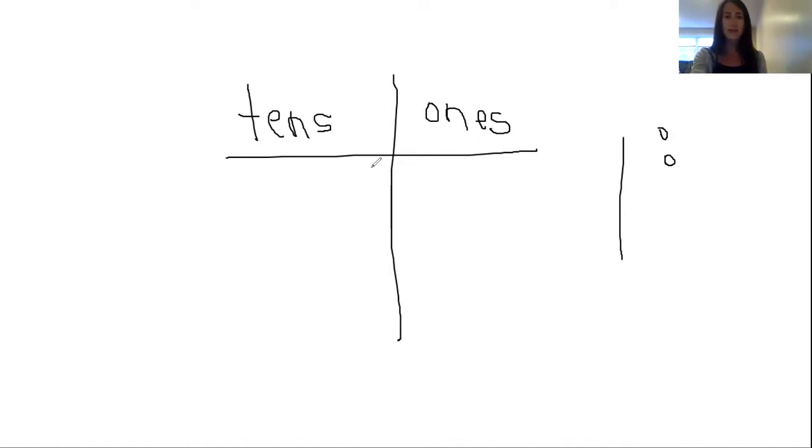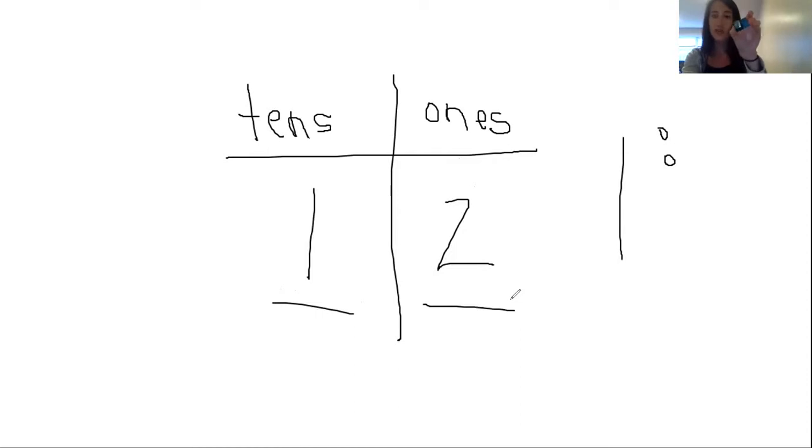Well, let's see what it looks like on my place value chart. 1 group of 10 and 2 ones. Do you recognize that number? That's the number 12. If you recognized it, give yourself a pat on the back. We just made the number 12 with 1 group of 10 and 2 ones. The value of the 1 in the tens place is 10. The value of the 2 in the ones place is just 2.